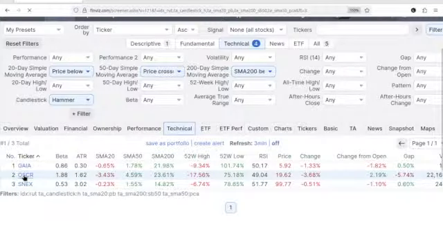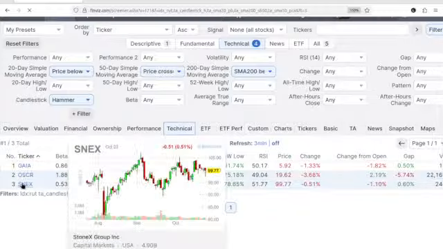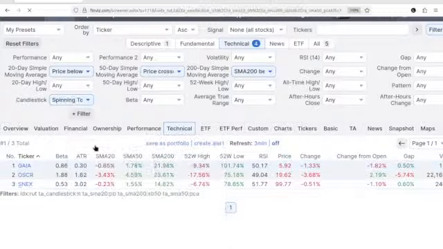So we have OSCR. We have this one here. Let's see if we can find others with a different chart pattern.